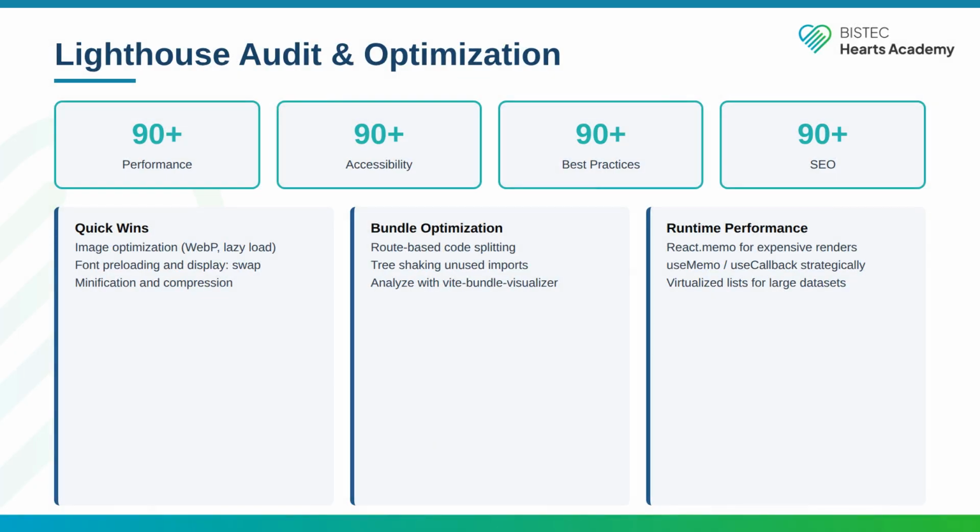The target is 90 or higher across all 4 Lighthouse categories: performance, accessibility, best practices, and SEO. Quick wins that get you most of the way there: optimize images to WebP format with lazy loading, preload fonts, and use font-display swap. Make sure your build is minified and compressed.